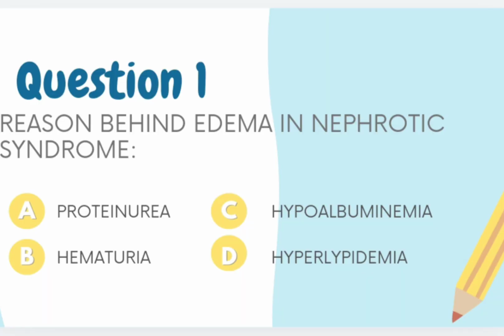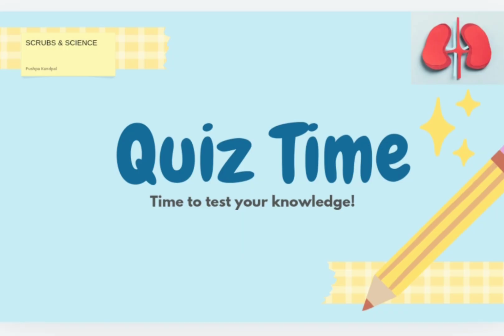right? But if you think about A and C, hypoalbuminemia may also be a cause of edema, and proteinuria is also, but the exact cause is hypoalbuminemia. Because the albumin content is less in the blood, because of that there is edema. So the straight answer is hypoalbuminemia, that is C. C is the answer to this question, right?